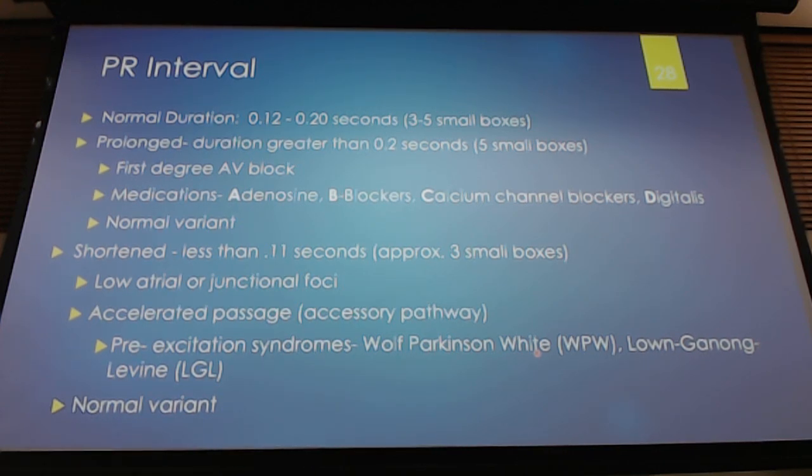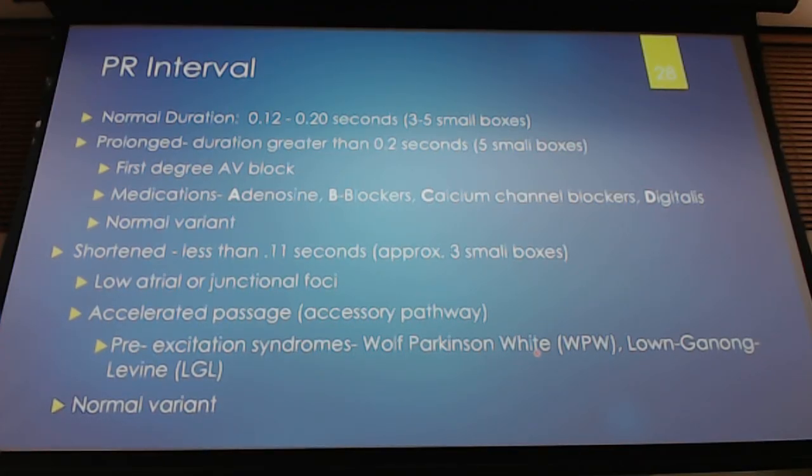Okay, maybe it's not a big deal. Maybe it's something they've had before. There are times that the PR interval can be less than those 3 small boxes, meaning depolarization is going through the atria and the AV node quickly. Something's causing it to be much quicker than it normally would be, something like an accelerated pathway or an accessory pathway. Why is my conduction going really quick down to the AV node?